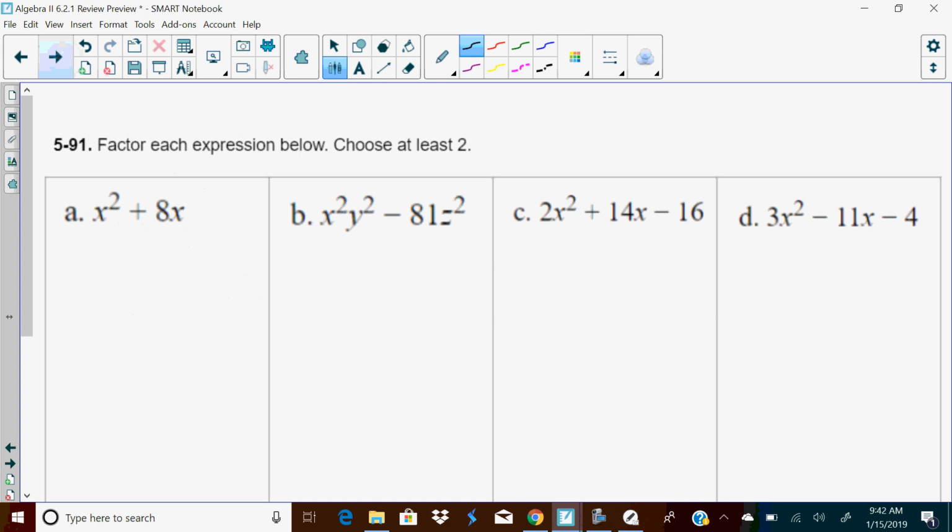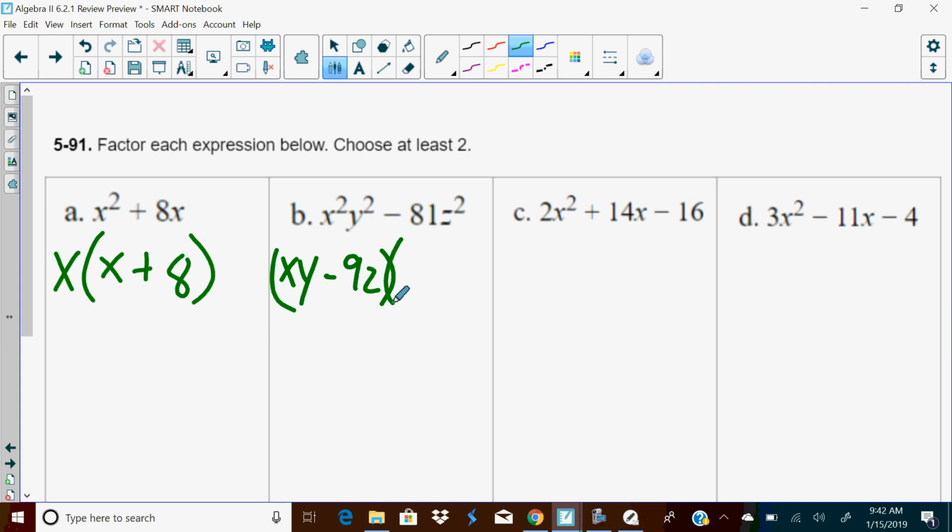Problem 91, factor each expression below. In A, I can just pull out an x, so I'm going to get x times x plus 8. B looks a little confusing, but it's actually the difference of two squares, because x and y are both squared, 81 is a perfect square, and z is squared. So it's xy minus 9z times xy plus 9z.